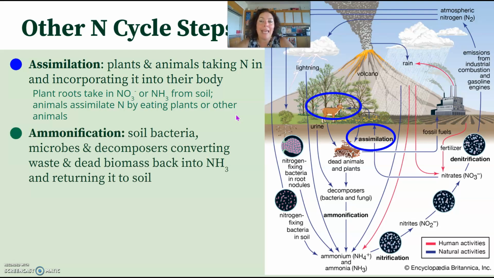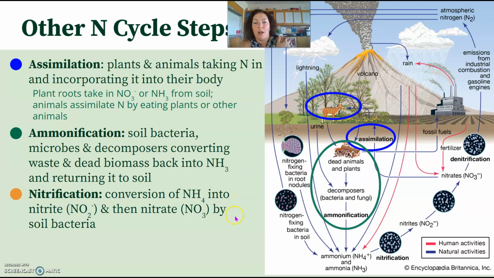Once organisms take that in, they go through a process of ammonification. So that's when bacteria from the soil, microbes and decomposers take the waste from plants and animals, and convert that back into NH3, right? To convert it back into ammonia. So ammonification is making ammonia from dead and decomposing organisms. All right, so this process here.